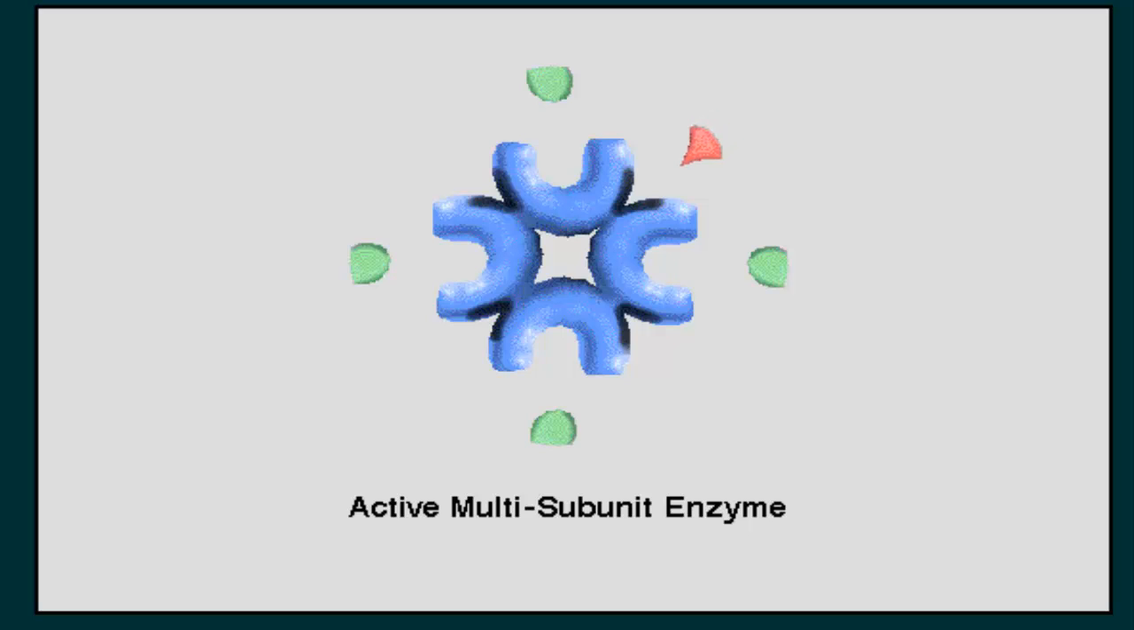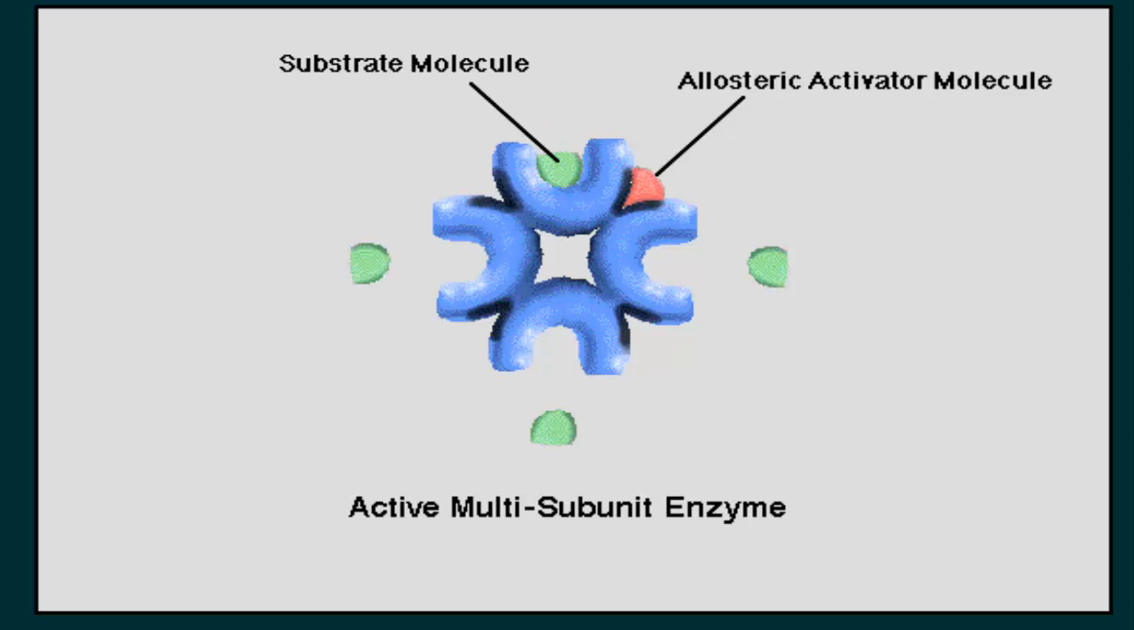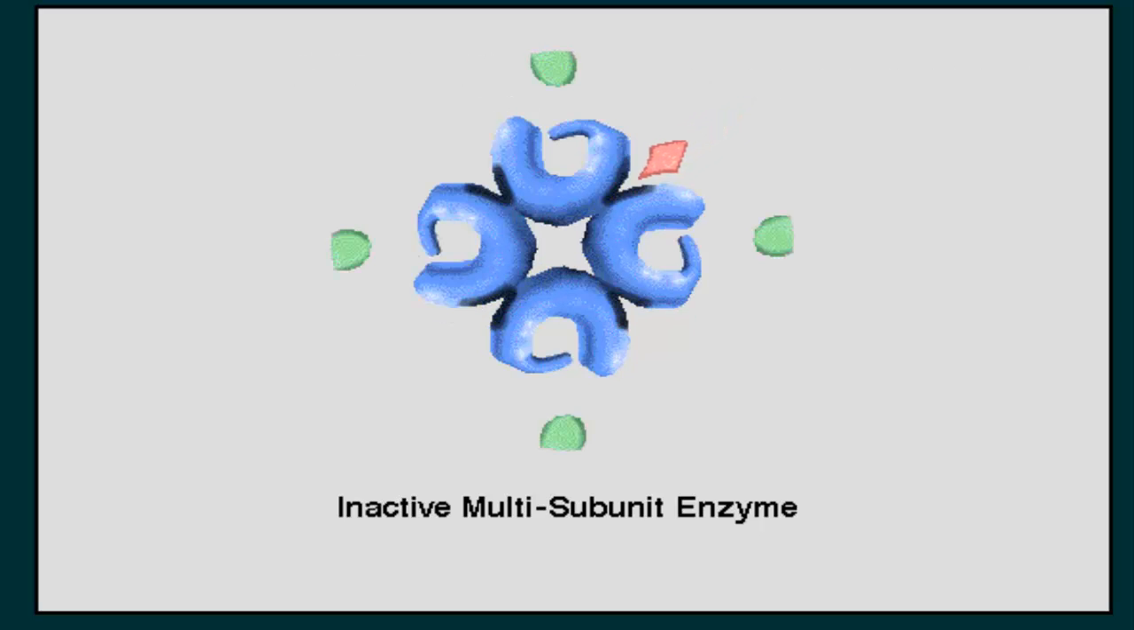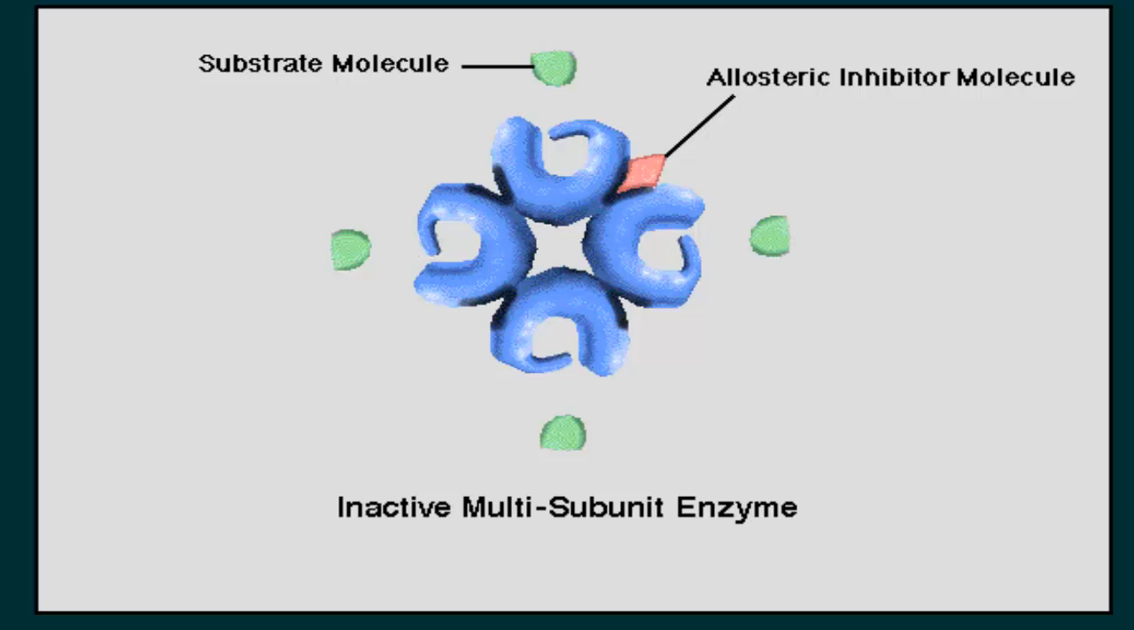When an allosteric activator molecule binds to an allosteric site, the active form of the enzyme is stabilized, preventing the formation of the inactive enzyme. All active sites of the enzyme are now capable of binding a substrate molecule. When an allosteric inhibitor molecule binds to an allosteric site, the inactive form of the enzyme is stabilized. As a result, none of the subunits is capable of binding a substrate molecule.